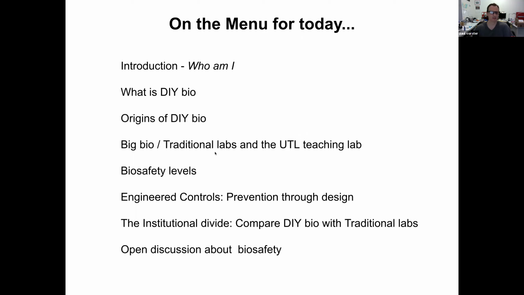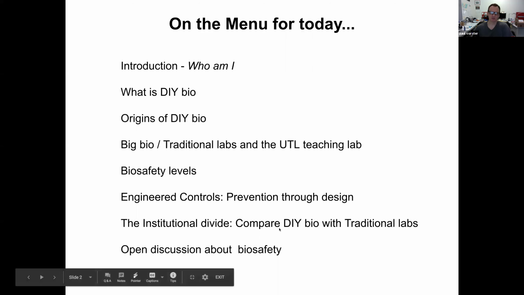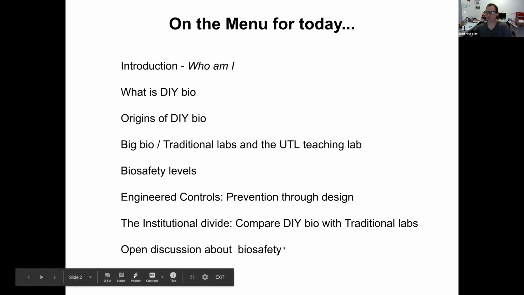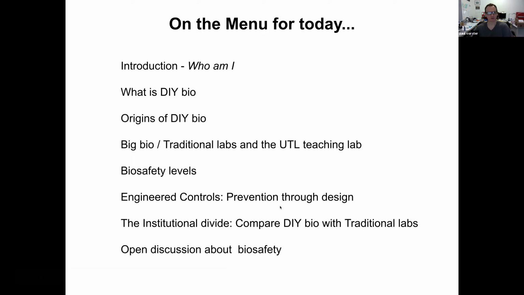We'll have a discussion about biosafety levels, and I'm going to make sure nobody falls asleep during this part of the discussion because it is actually kind of important. And then we'll talk about something called engineered controls, how labs can be built in order to be safe. And then we'll come back and compare DIY bio with traditional labs. And then we'll have an open discussion about biosafety. This part of the discussion will be led by the iGEM team since this is pre-recorded.